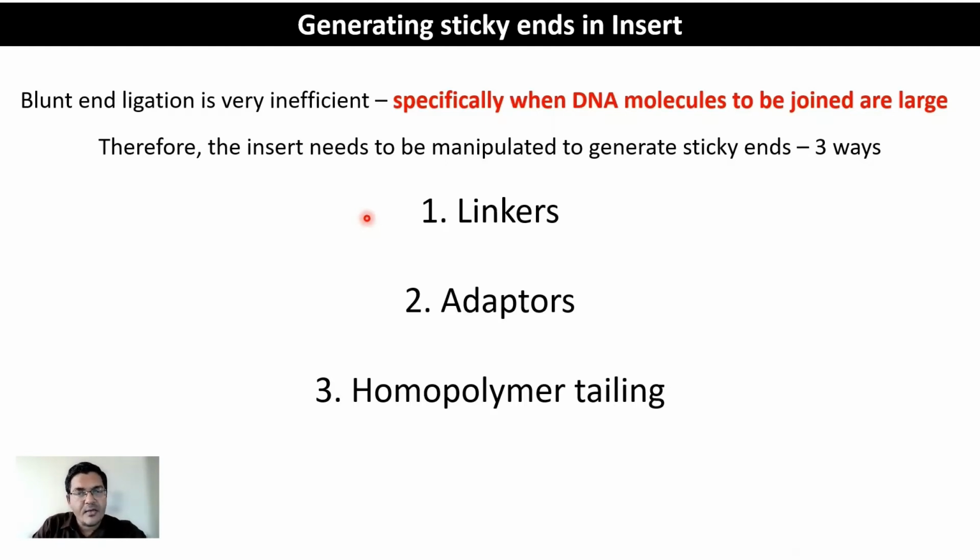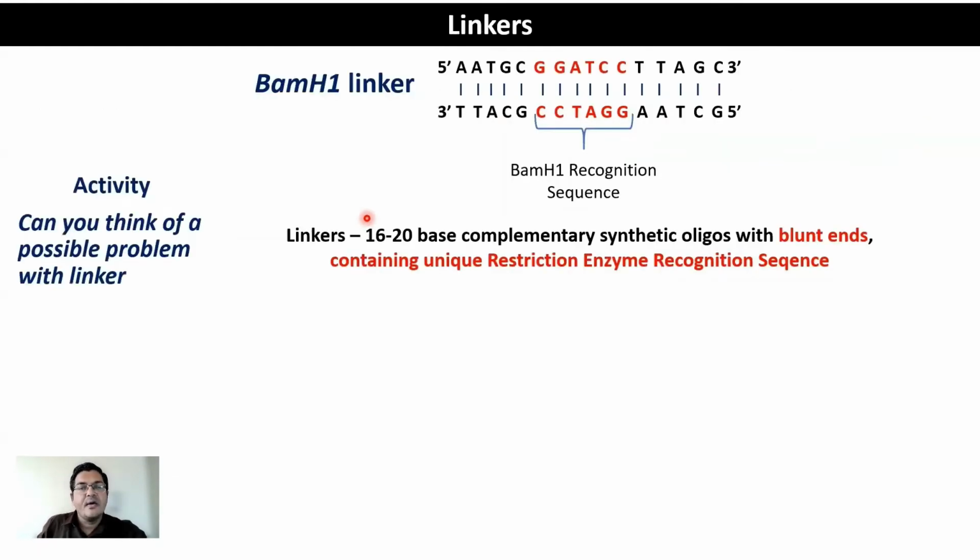So coming back to linkers now. Linkers have 16 to 20 base complementary synthetic oligos with blunt ends. So this is a linker here. If you see, this is a 16 base pair linker. You have 5 bases on this side, 6 bases of recognition sequence, another 5 bases of extra sequence on the 3' on the right hand side, and together this is a 16 base pair sequence. And if you see very clearly, in the center of it you have a recognition sequence for BamHI. So this is a BamHI linker.